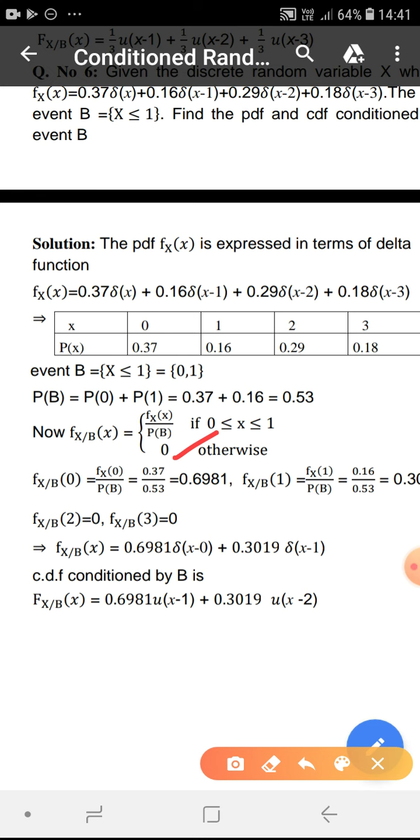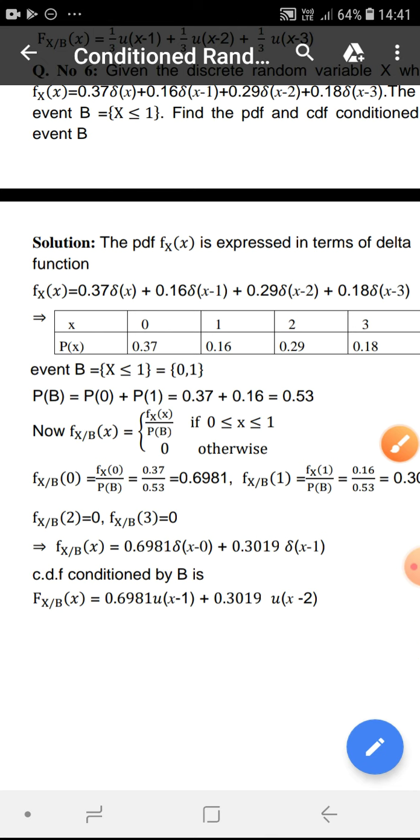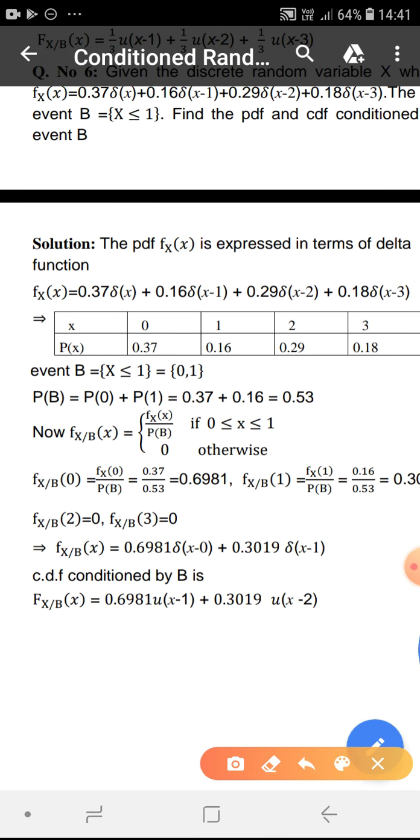So the conditioned probability density function can now be expressed in terms of unit delta function, or Dirac delta function, as f suffix x slash b of x will be equal to 0.6981 into delta of x minus 0 plus 0.3019 into delta of x minus 1.